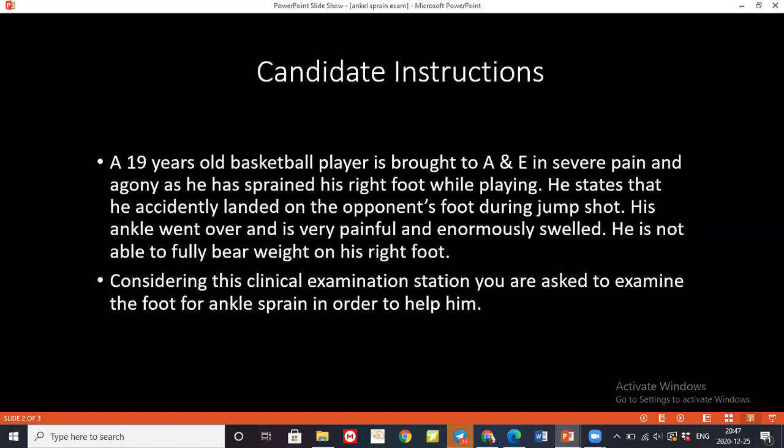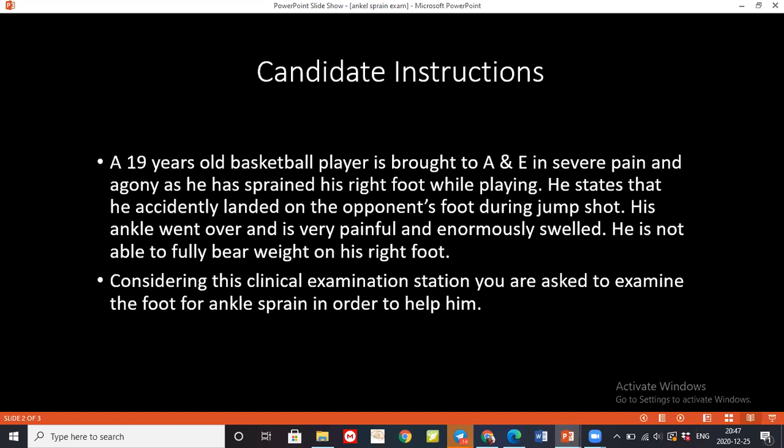After that, I will also palpate the dorsalis pedis artery, and then I'll ask for a Simmonds test, in which, if possible for the patient, I'll make him lie prone on the couch and press the calf muscles. If there is plantar flexion, the Achilles tendon will be intact.